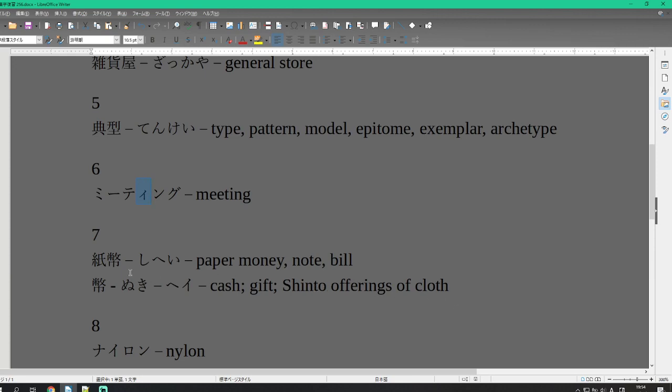Number seven is shihei. Shi on the left side is paper. Hei on the right side is cash, gift, or Shinto offerings of cloth. Radicals in this kanji are to be worn out or defeated on top of a cloth. So a worn out or defeated cloth is a cash or gift. I'm guessing this is because maybe originally they were used up cloths in the Shinto offerings, or maybe it's signaling that the government has control over it, in which case it's defeated. Hei is our new kanji for cash, gift, or Shinto offerings of cloth.